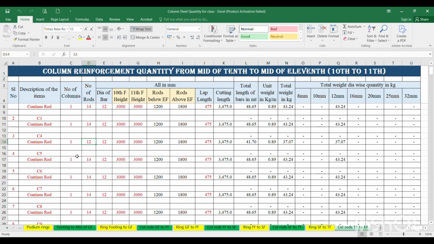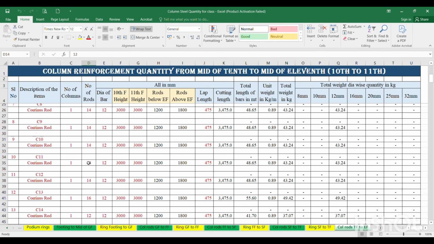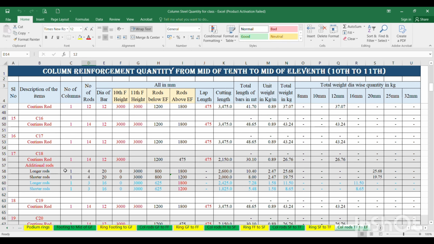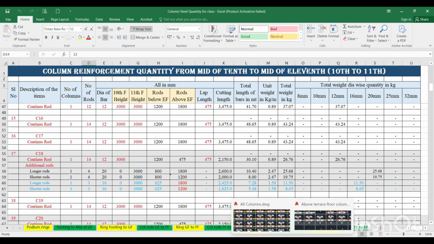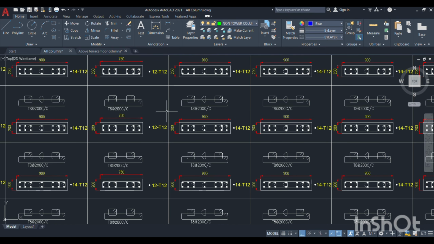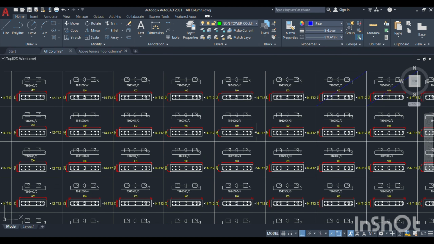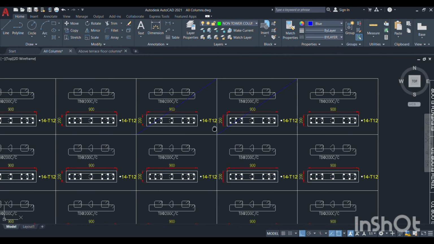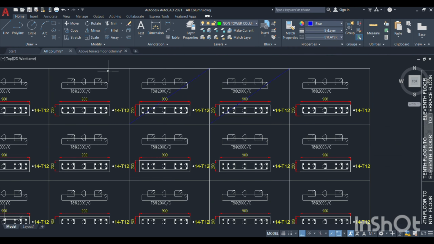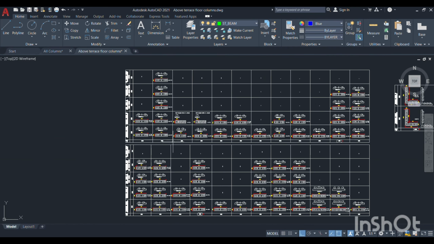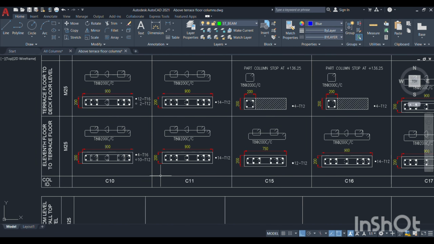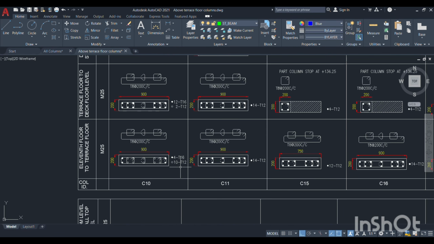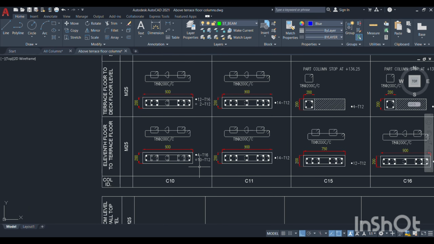In the same way you have to calculate up to where the changes are. C18 has some changes, so you have to calculate up to C18. Same thing you have to calculate. This is the column detail which has some changes. This is C10, and C10 and 11: C10 has 4 number of 16 and 10 number of 12.